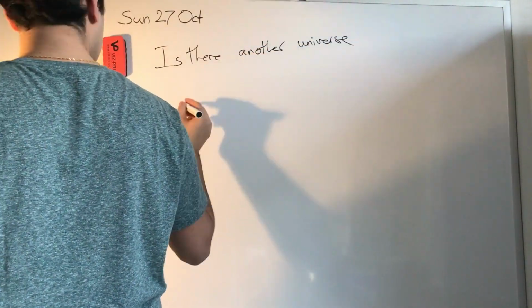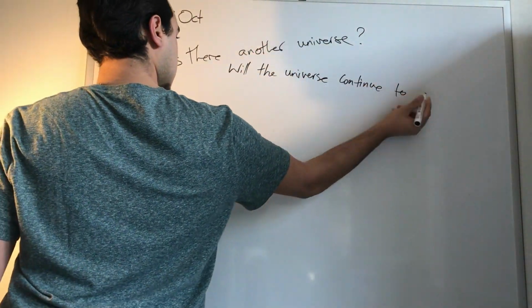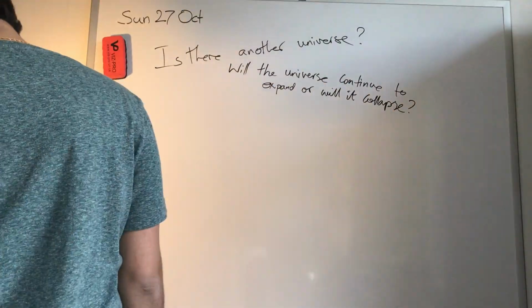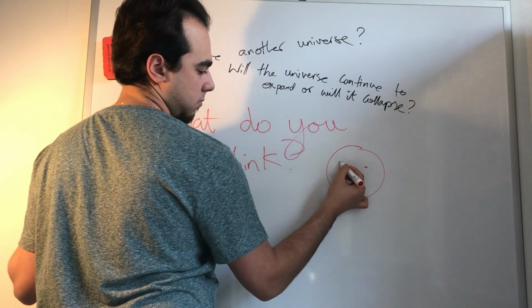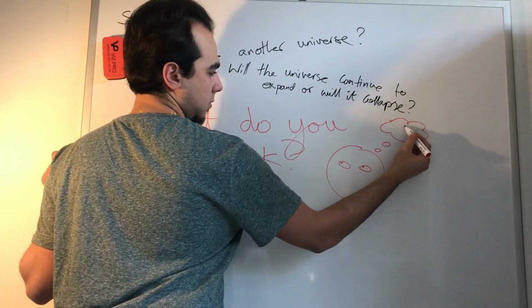Hundreds of billions of galaxies make up the universe, but is that it? Is there more? Is there another universe? Will the universe keep on expanding or will it collapse?